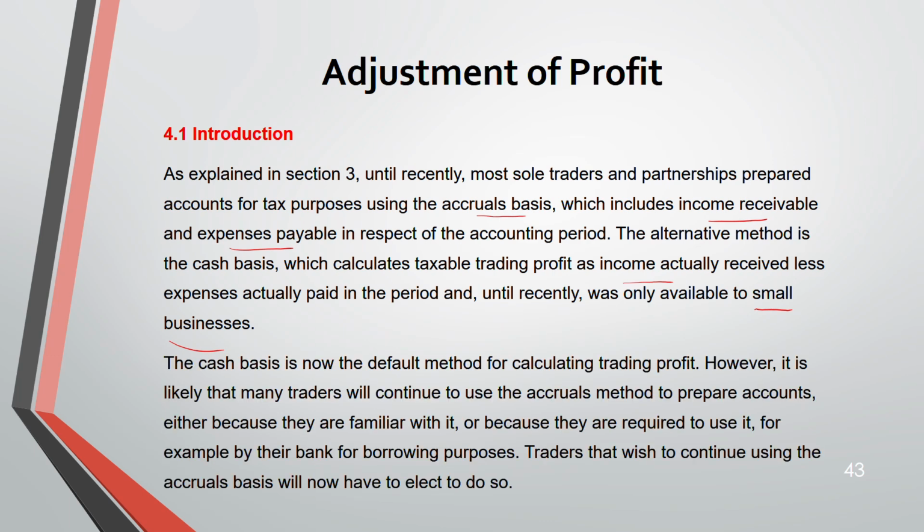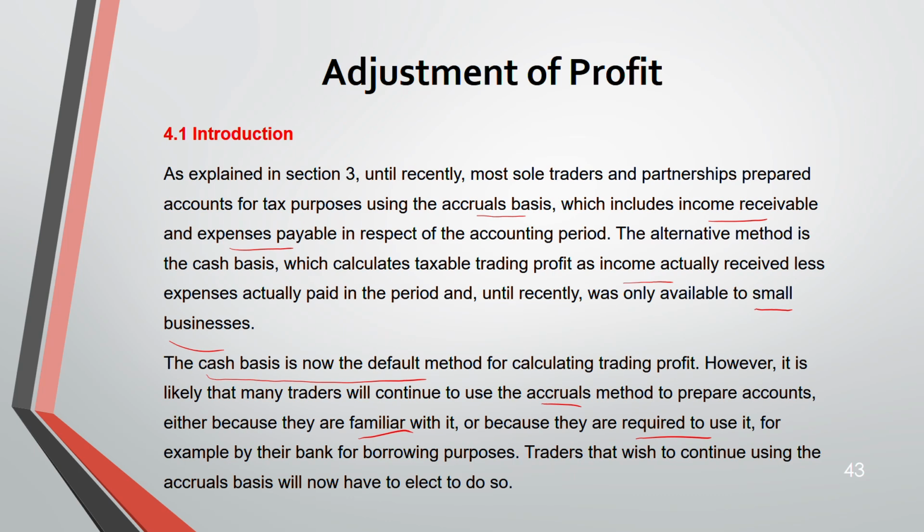Now, the cash basis has been made the default method for calculating the trading profit. But even then, even if the cash basis has been made the default basis, still companies or the sole trader and partners, they are continuing to use accrual basis. Why? Because they are familiar with it or they are required to use it. For example, if you are applying for a loan in a bank, they might need accrual basis.